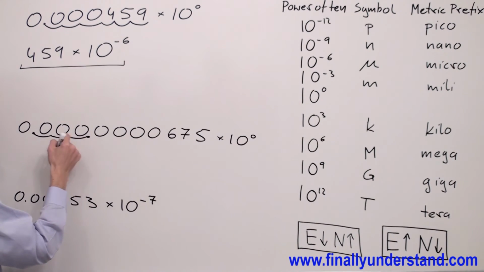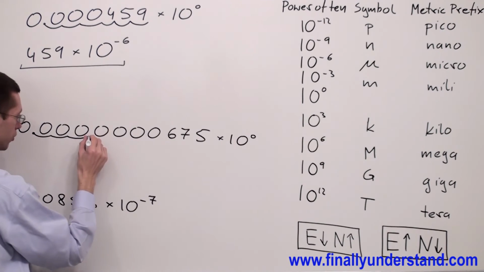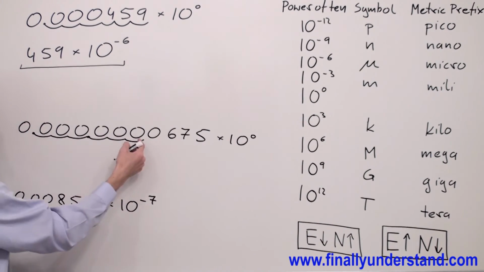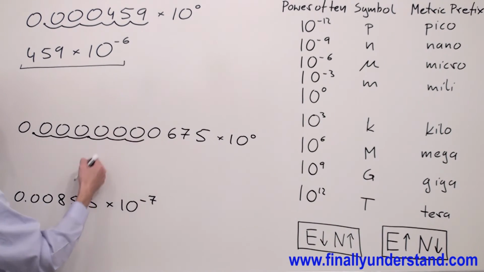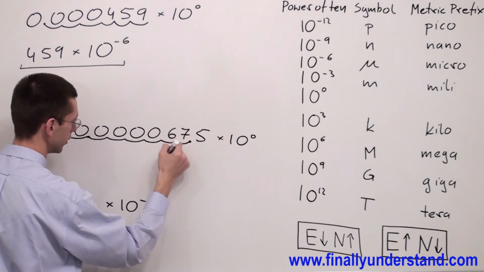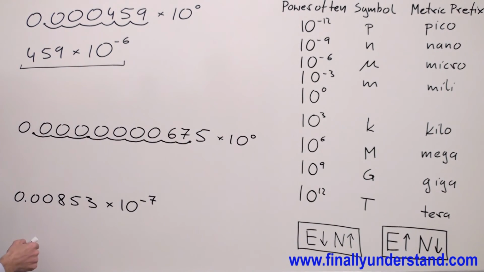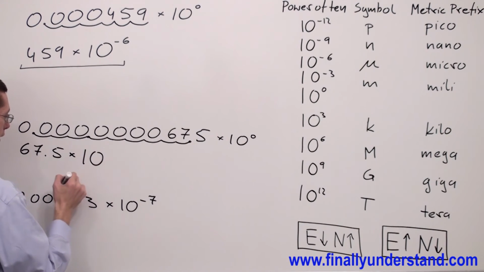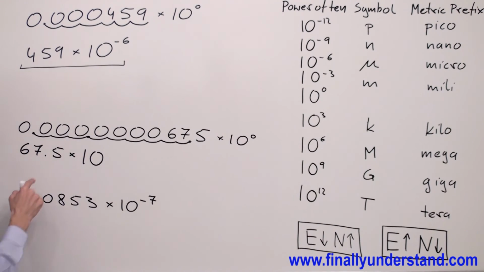Now, at this moment, I have again 0, so I have to keep going with moving 1, 2, 3. I move another 3 times. And I look at the left side of my decimal point, again I have zeros. So I have to move another 3 times. 1, 2, 3, and I have 67. So I can accept 67 because 67 is a number between 1 and 999. So I'm going to copy this 67.5 times 10. And you have to count how many times you moved the decimal point.